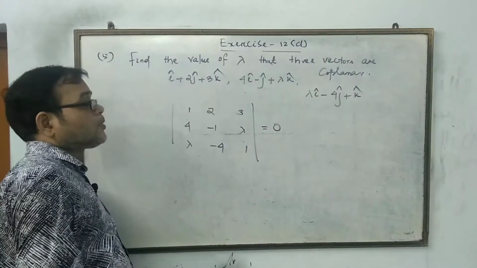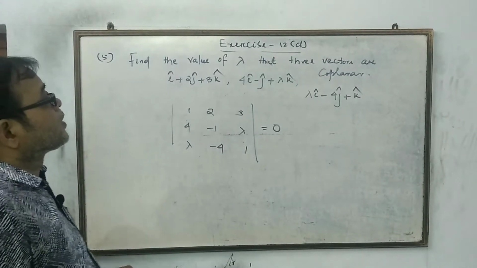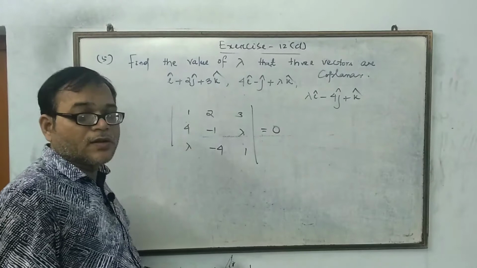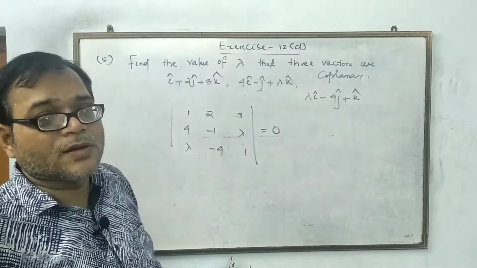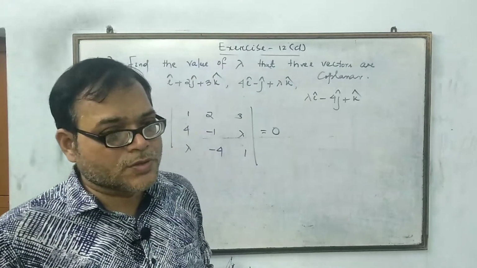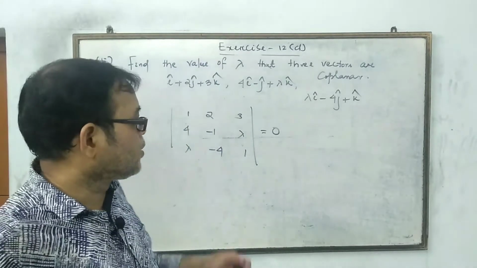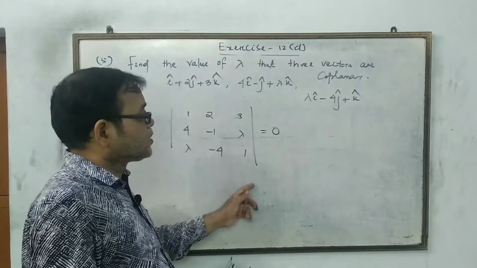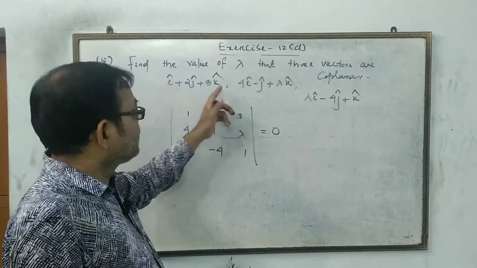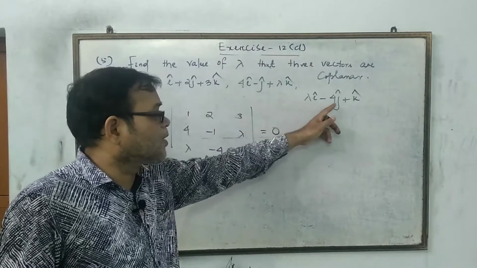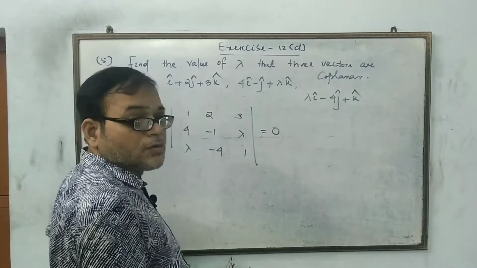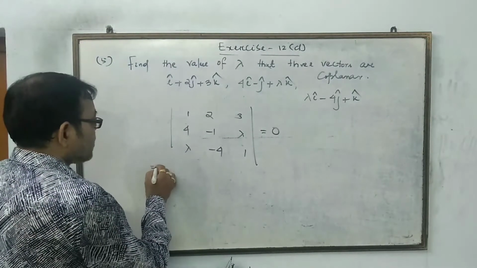We have to find the value of lambda so that the vectors are coplanar. When the vectors are coplanar, then we know that the volume of the parallelepiped is equal to 0. The volume of the parallelepiped is obtained by using the determinant. That determinant is 1, 2, 3, 4, minus 1, lambda, lambda, minus 4, 1. So its value is equal to 0. If we solve this one, then what would happen?